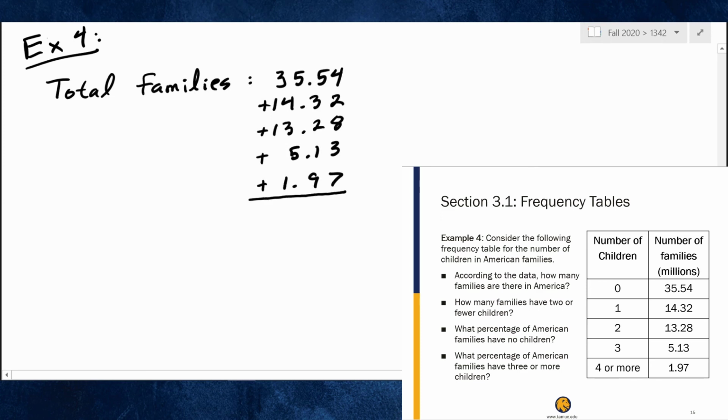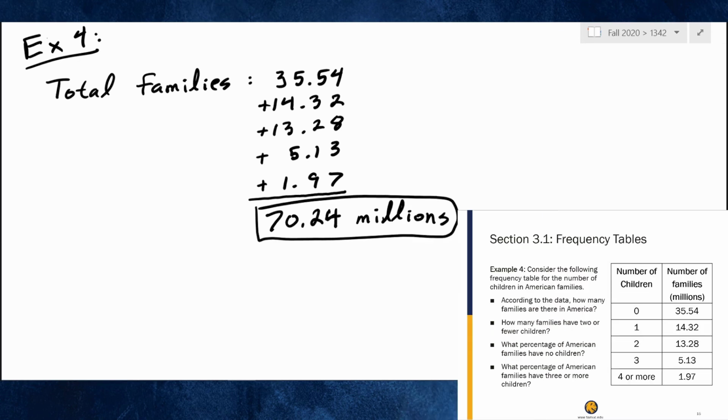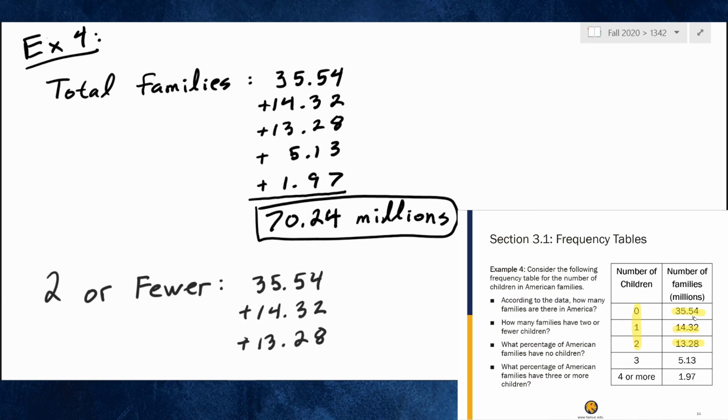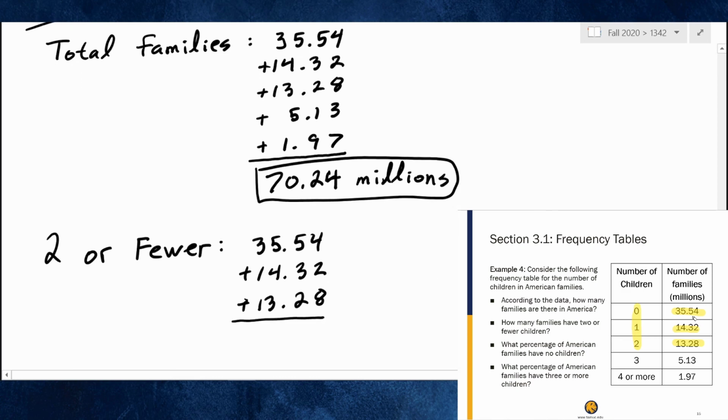Okay, so when we add all those together, we come out with 70.24. We'll understand that that's the total number of families in millions. Now the next question says, how many families have 2 or fewer children? The way we determine that is to add up everything in the first column from 0 to 2: the 13.28, the 14.32, and the 35.54. When I add those together, I come out with 63.14 million.